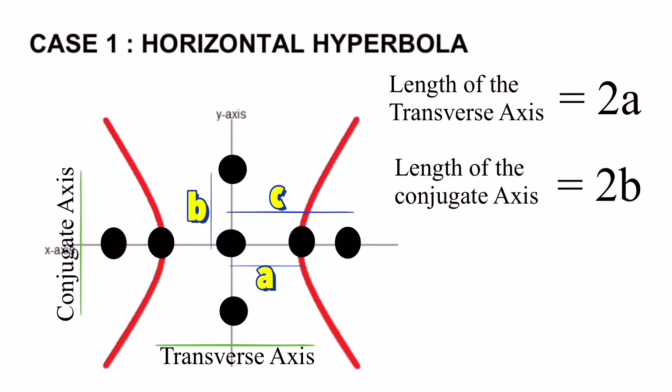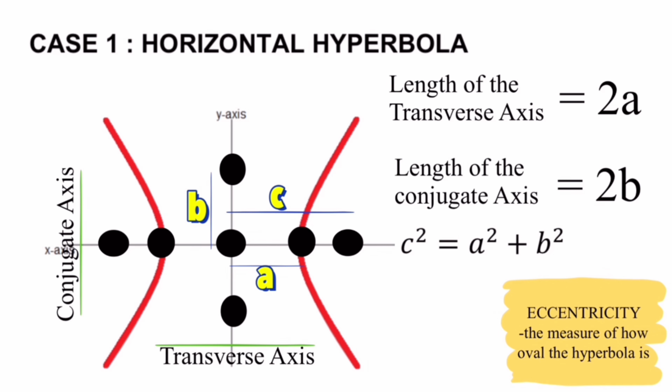Now, the equation that relates all these three lengths, a, b, and c, is c squared equals a squared plus b squared. We also have another quantity called eccentricity. Eccentricity is defined as the measure of how oval the hyperbola is. And the formula for the eccentricity is c over a. We remember that eccentricity for a hyperbola is always greater than 1.